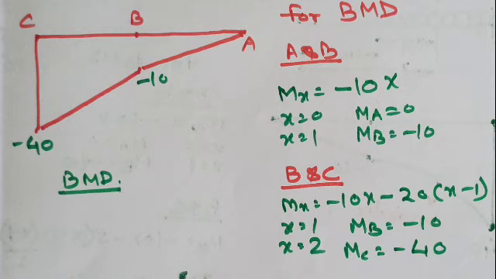For drawing these values, first of all we will again draw the reference line and mark the points A, B and C on this line. Now we will mark the values. At point A we have 0 value, at point B we have minus 10 value, and the equation for this section is minus 10x, which is the equation of a straight line. So we will join these 2 points, 0 and minus 10, with a straight line. Now again between B and C, Mb is minus 10 and Mc is minus 40, and the equation is again of a straight line, so we will join these two values, minus 10 and minus 40, with a straight line.